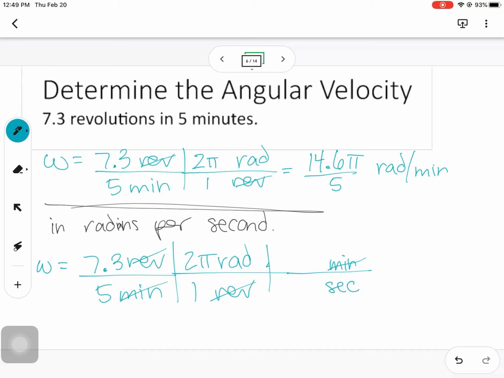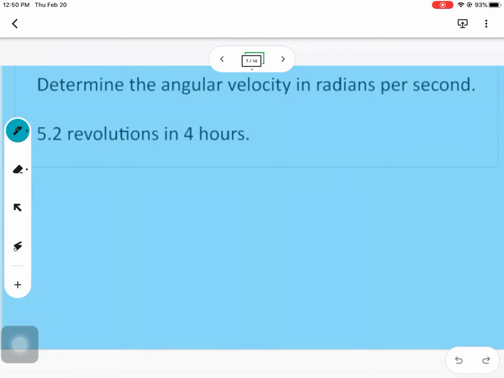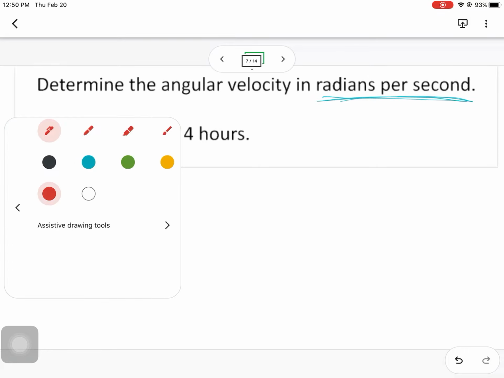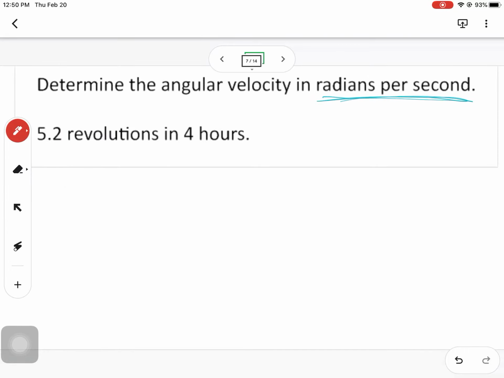But I need to know that actual dimensional analysis. 1 minute is 60 seconds. And then we'll do the same thing. So 14.6 pi over 5 times 60 is 300. And that would be the radians per second that it's going through. So it's a slight difference when I ask for a specific unit of time. Okay, so I want you to try this one. It specifically asks for radians per second, so give that a try, and then unpause the video when you're ready to hear my explanation.